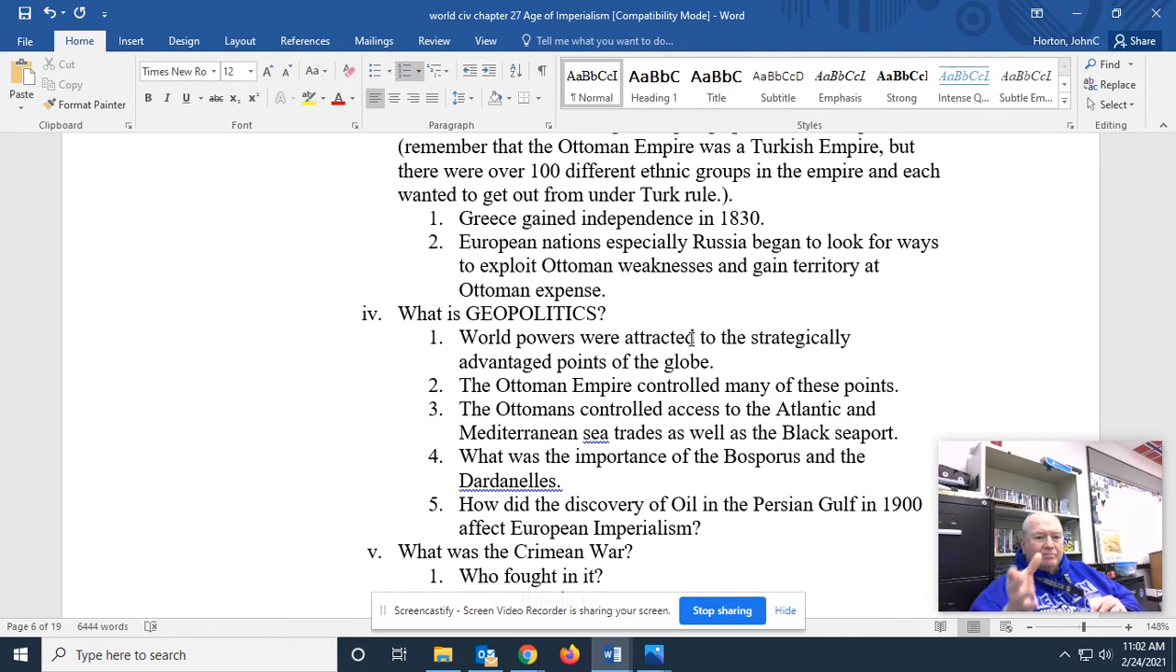But geopolitics is about owning, taking over strategic venues. For example, the tip of South Africa for the British. For example, the island of Singapore, which guards the Straits of Malacca. For example, the British owning Gibraltar, which guards the entrance into the Mediterranean Sea. That's geopolitics. World powers were attracted to these strategically advantaged points on the globe.